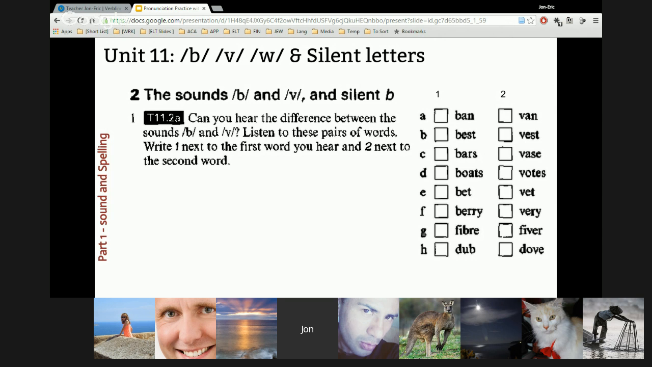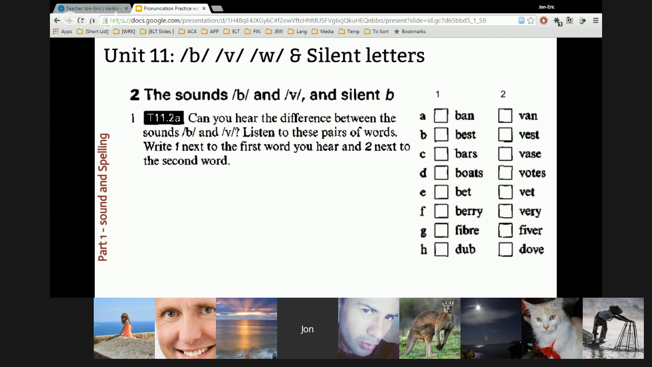Row B is vest, best. Again, vest, best. Class, 1-2 or 2-1? 2-1. Everyone says 2-1. The answer 2-1 is correct. Row C, it is. Wait a second. Row C is weird.